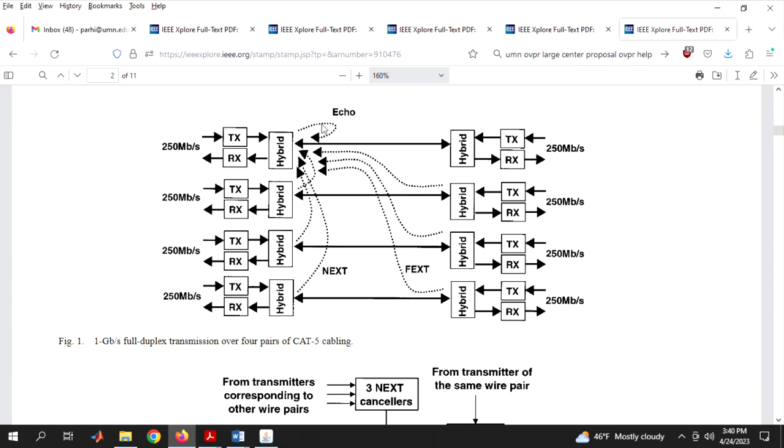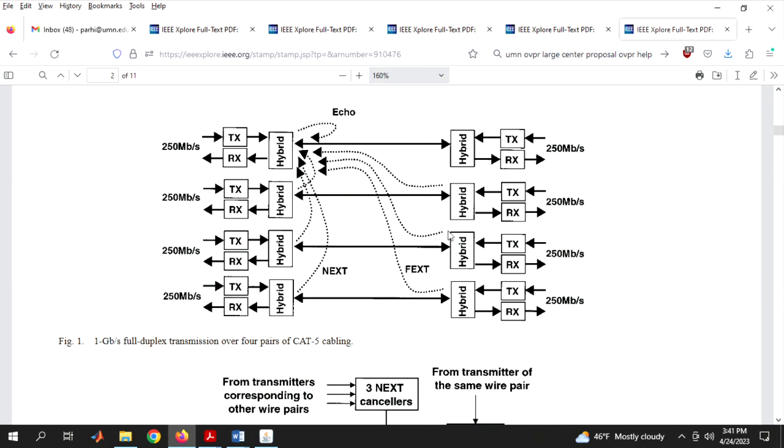So there will be 4 echo cancelers, 1 per transceiver, 12 near end crosstalk cancelers, 3 near end crosstalk cancelers per transceiver times 4, 3 times 4, 12, and 1 far end echo. Okay, far end echo is negligible, so you can ignore that, and then 3 times far end crosstalk from the transmit receive in the far end.